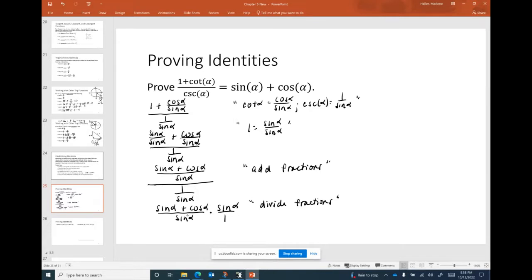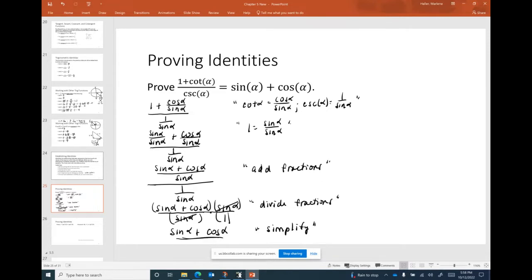Now look at this. When we multiply fractions, we just multiply the numerators, right, and the denominators. Multiply straight across. It's like they're one big fraction. So we can divide out that sine alpha, right, and we're left with what we want. I've got a sine alpha plus a cosine alpha, all right? And my justification for that is simply, we'll just say simplify. Okay?